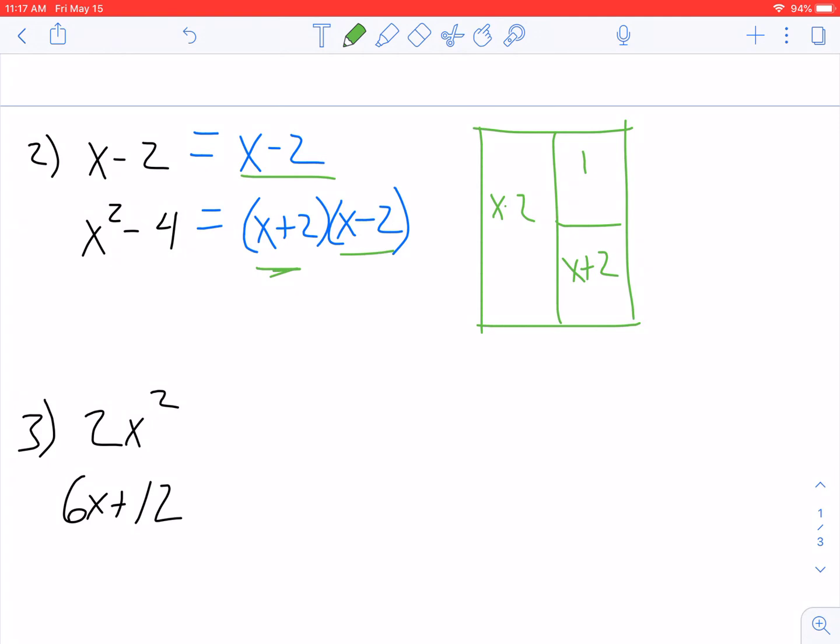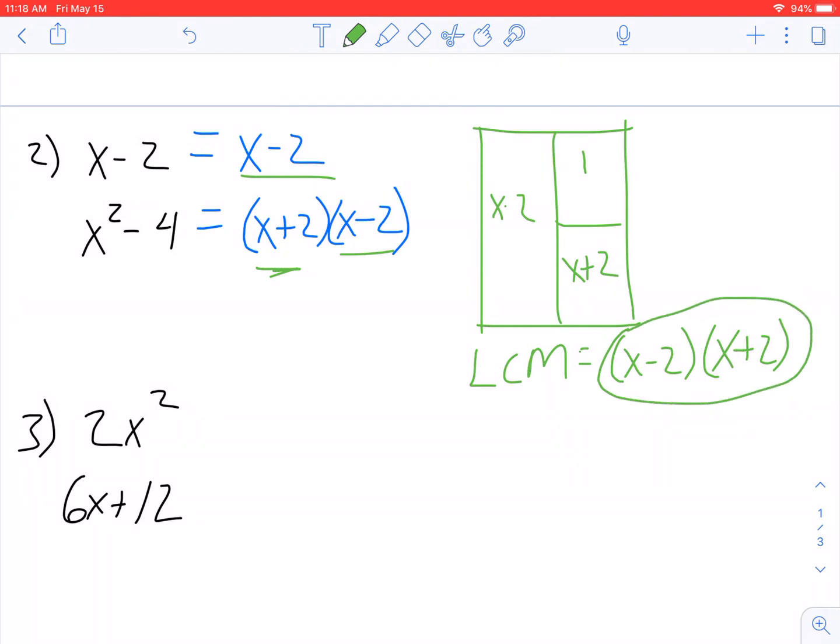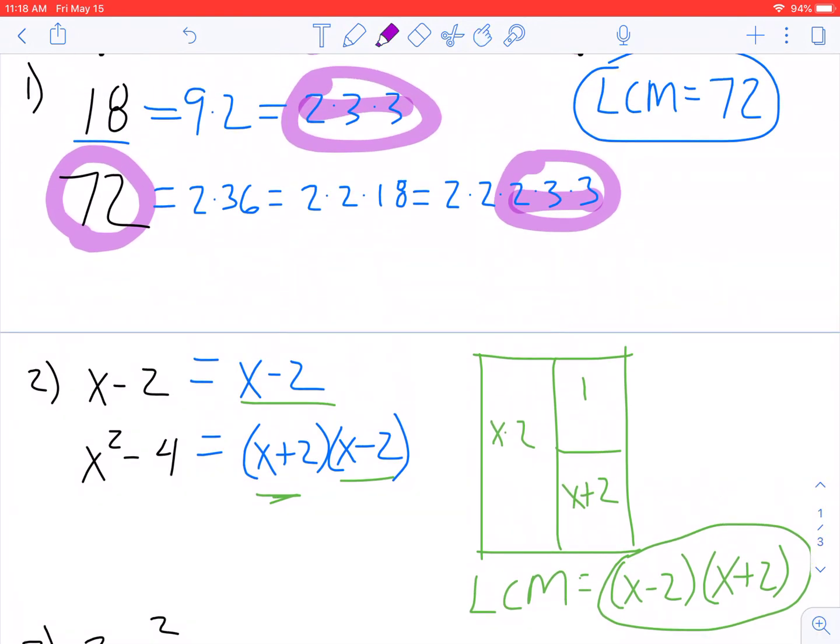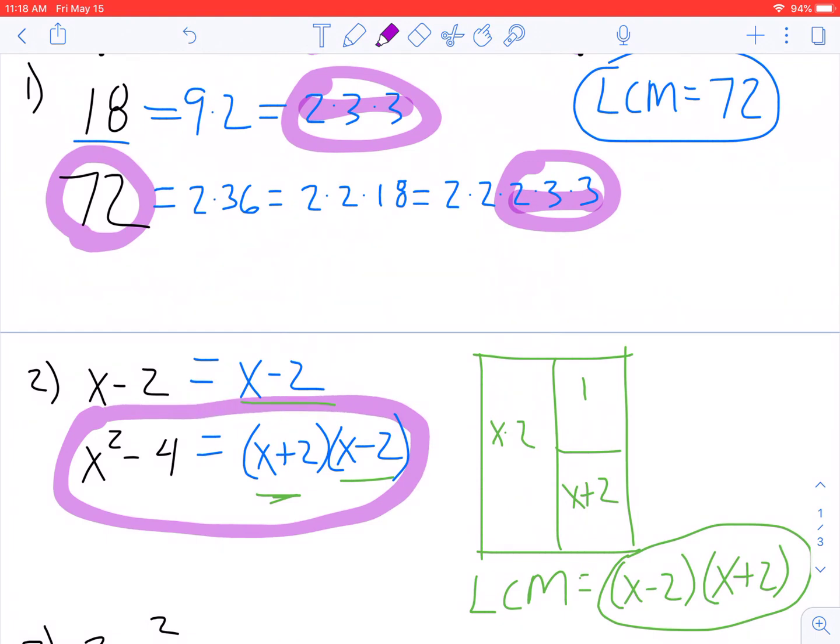And then my LCM is found by listing all the factors within our box. So this is going to end up telling us that we have x minus 2 times x plus 2. Which, believe it or not, is the exact same mathematical concept as the first example, because what we'll see is that we had an expression such that the first expression actually goes into it, or we had a number such that the first number went into it.